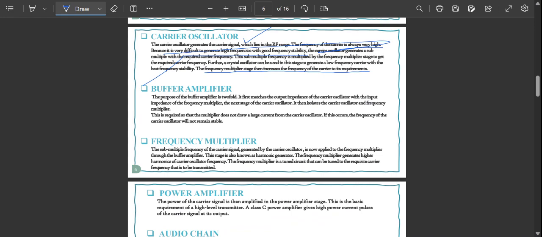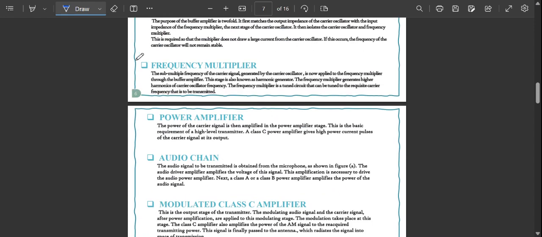Next, we have the buffer amplifier. A buffer amplifier is the one that provides electrical impedance transformation from one circuit to another, with the aim of preventing the signal source from being affected by whatever currents or voltages the load may influence. The frequency multiplier: frequency multipliers are devices that generate an output signal of which the output frequency is a multiple or harmonic of its input frequency.